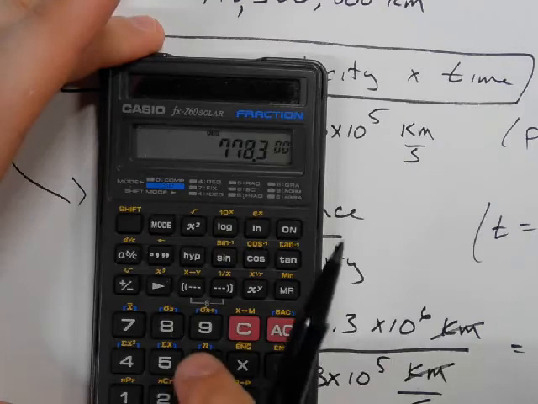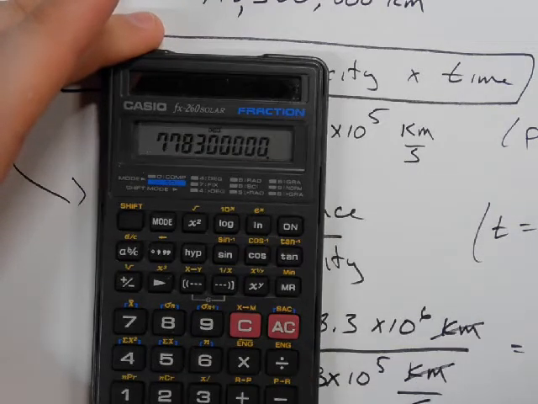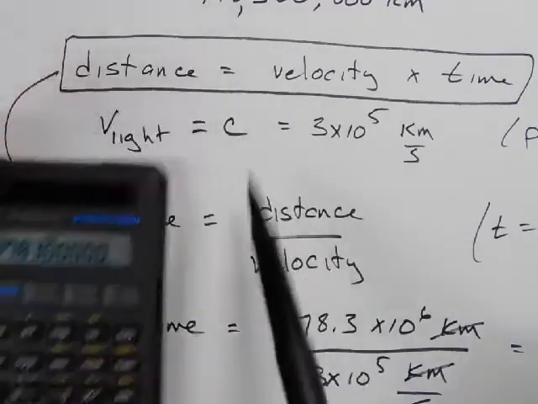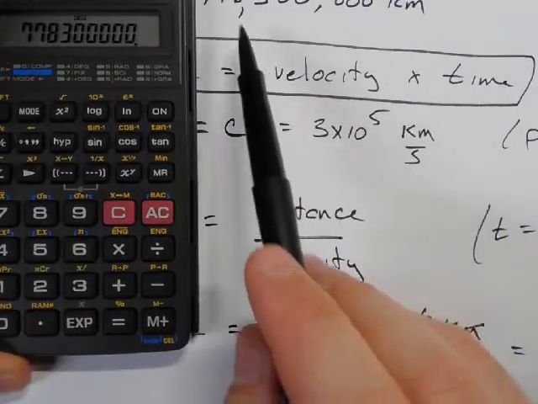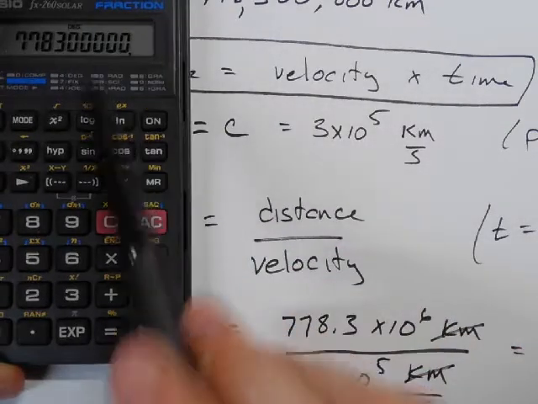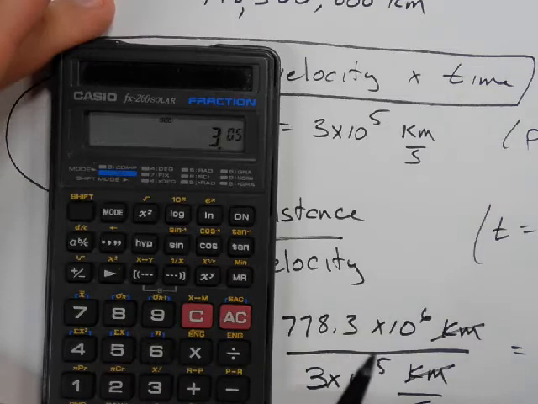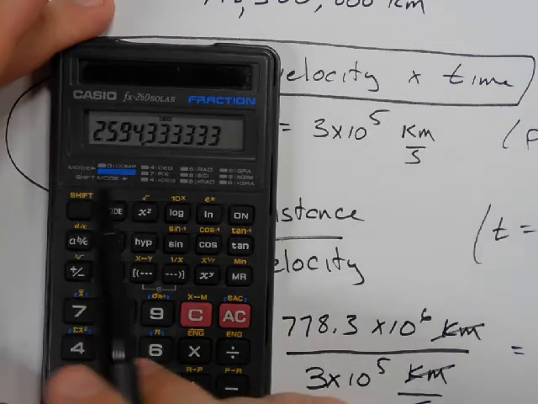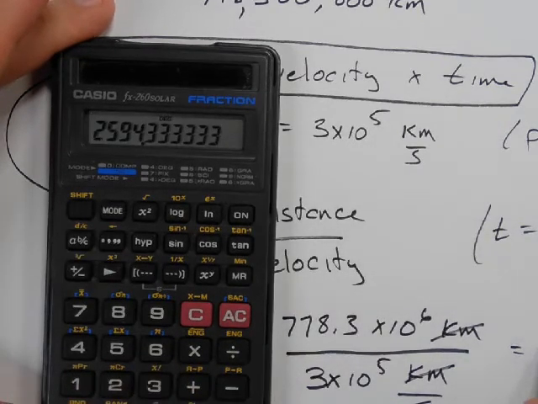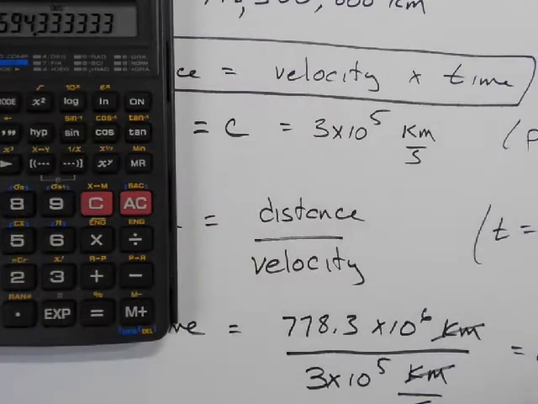778.3 times 10 to the 6. And now I want to divide. And you notice it gave me this number, and I can check that makes sense. I should have 7783 and 5 zeros. I have 7783 and 5 zeros. And I want to put in 3 times 10 to the 5. And this is what I should get: 2594, and we'll ignore the fractions of a second.